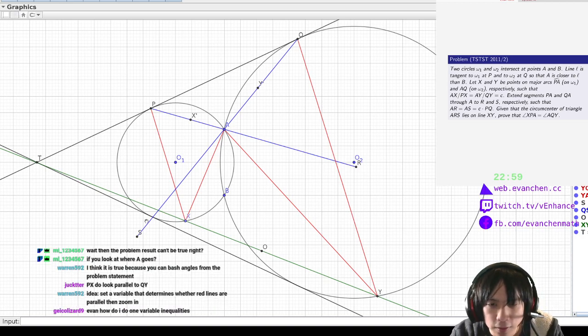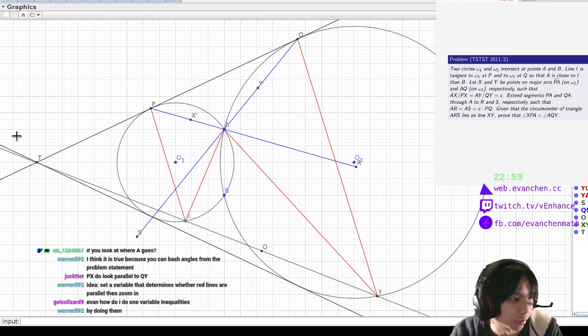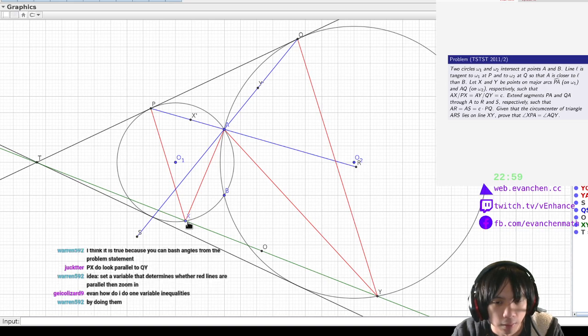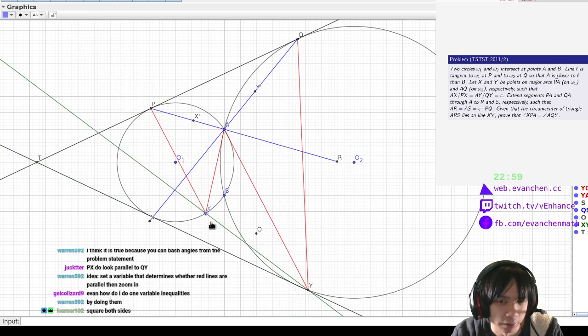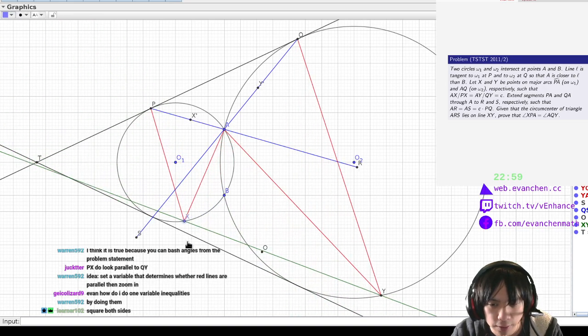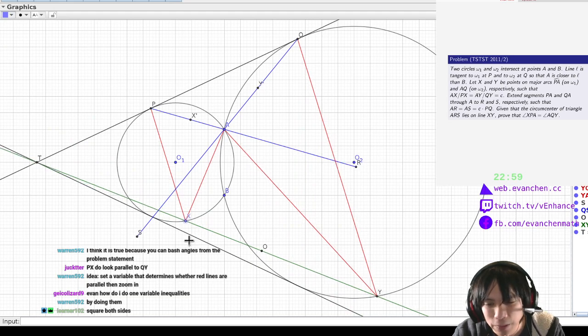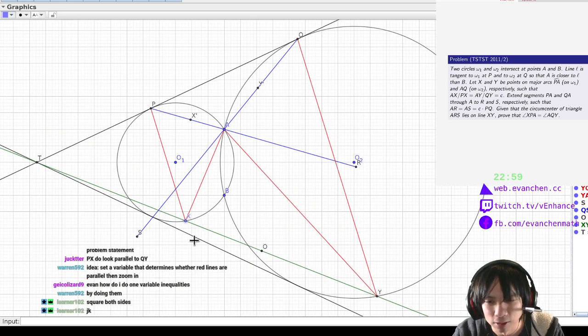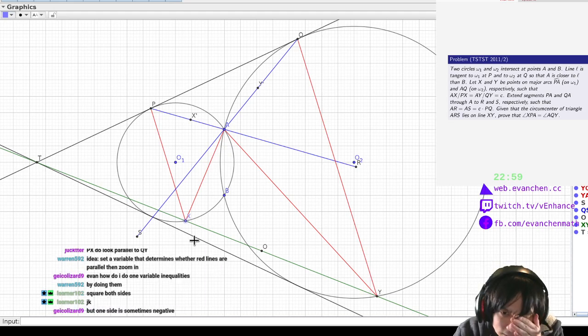The problem is that they're only parallel when O lies on XY. So the diagram will always be off by a little because I'm eyeballing the O lies on XY line. Right, in general it's not true. I need the special case where XY passes through O. But I don't understand what the point X is doing. What the heck? What is ARS? Who are you?